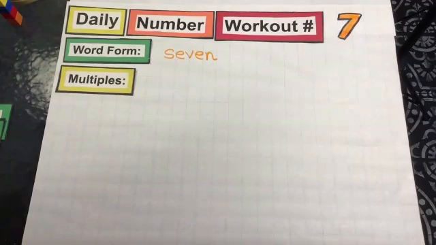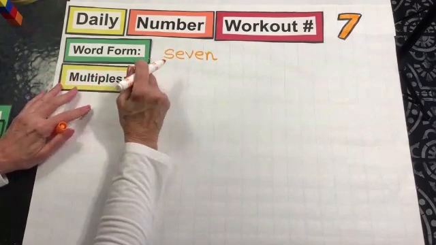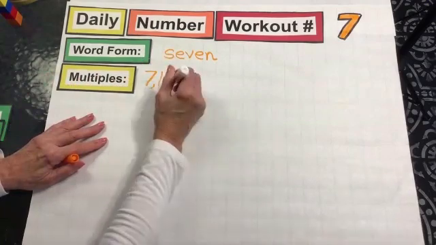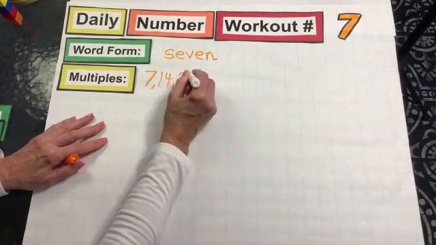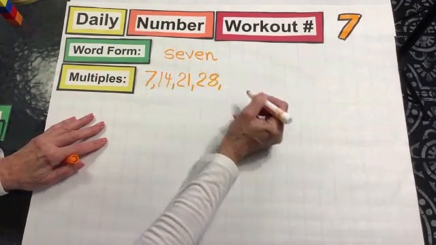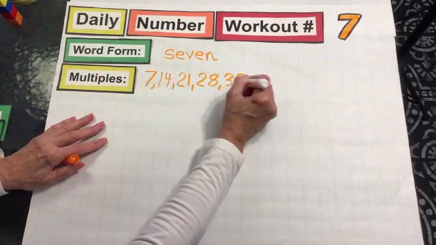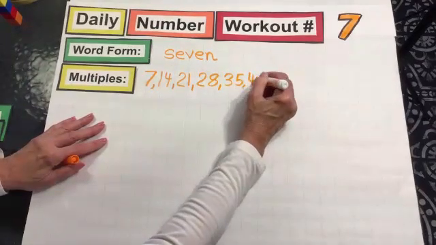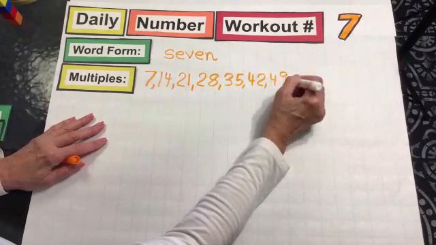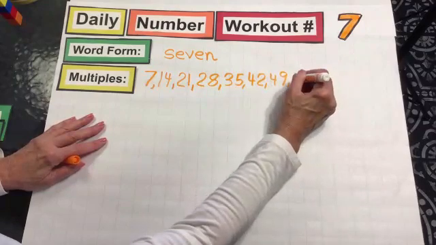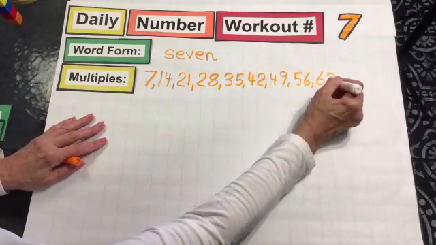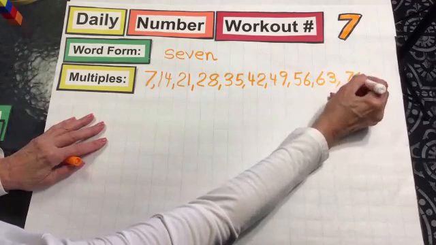which equals 1 times 7 is 7. 2 times 7 is 14. 3 times 7 is 21. 4 times 7 is 28. 5 times 7 is 35. 6 times 7 is 42. 7 times 7 is 49. 8 times 7 is 56. 9 times 7 is 63. And 10 times 7 is 70.